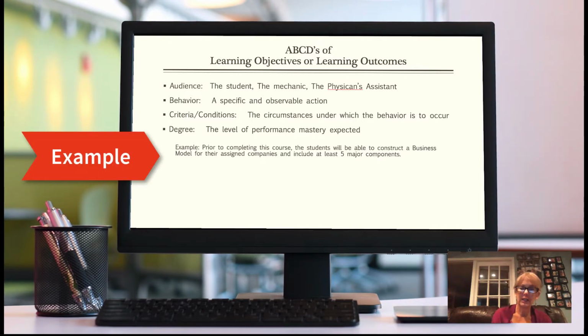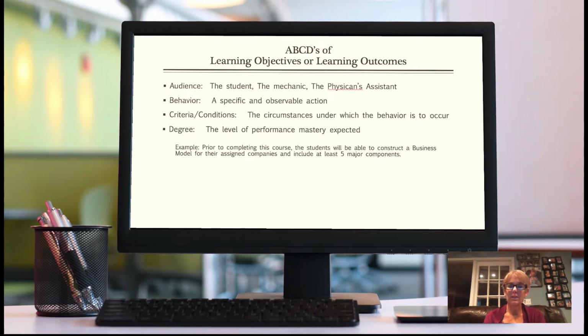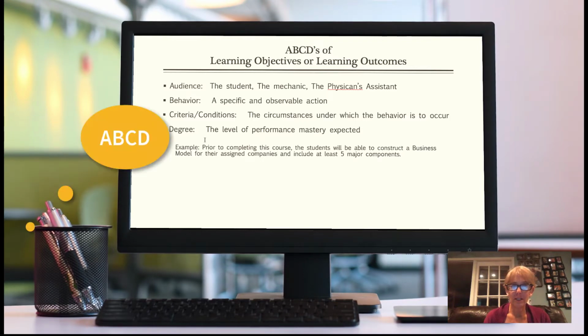So I've included an example. Prior to completing this course, the students will be able to construct a business model for their assigned companies and include at least 5 major components. So if we break this down, prior to completing the course, that's the condition. They have to do this before they complete the course. And then the audience is the students.